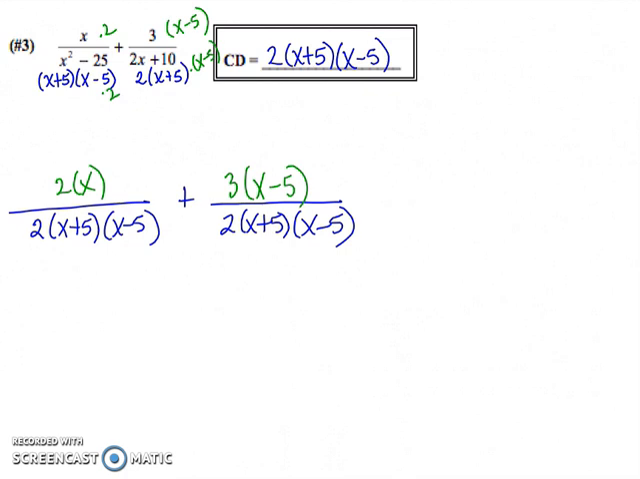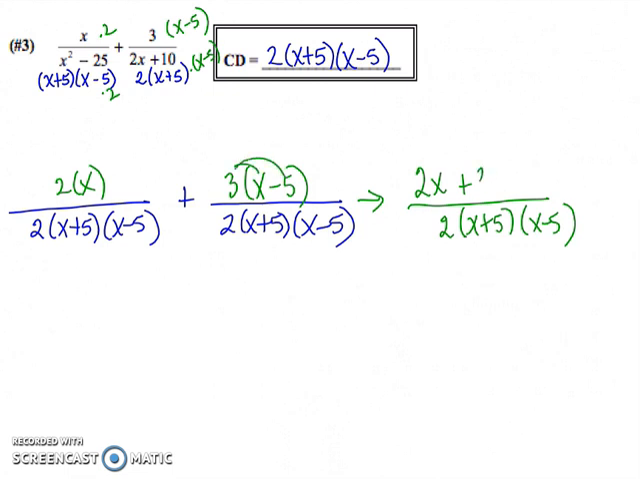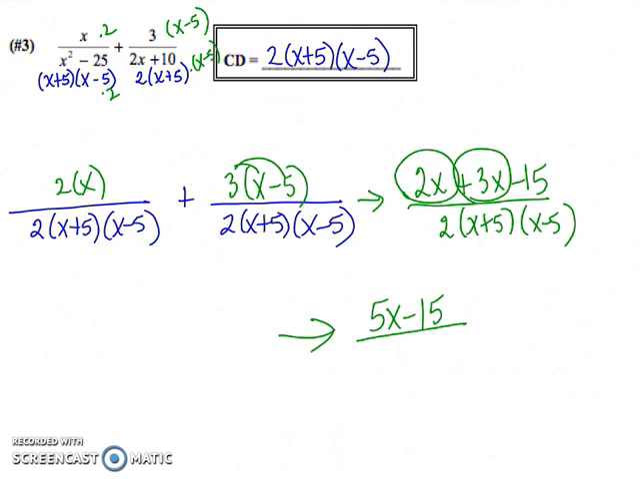Okay, now we can go ahead and clean this up and combine it over our common denominator. 2 times x is just 2x. Here we've got distributive property. 3 times x is 3x. 3 times negative 5 is negative 15. And we do have some like terms right here that we can combine together. 2x plus 3x gives me 5x minus 15 over 2 times x plus 5 times x minus 5.